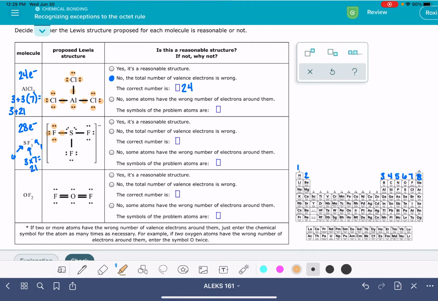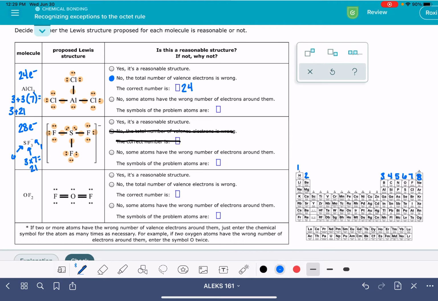2, 4, 6, 8, 10, 12, 14, 16, 18, 20, 22, 24, 26, 28. That is the correct number of electrons. That means we cannot choose this, no, the number of valence electrons is wrong. Maybe the structure is right, but it still might be wrong.